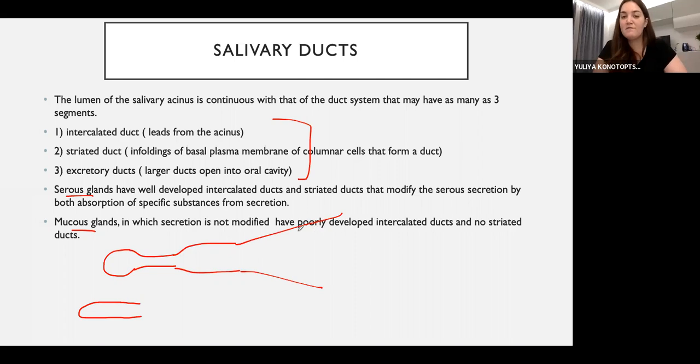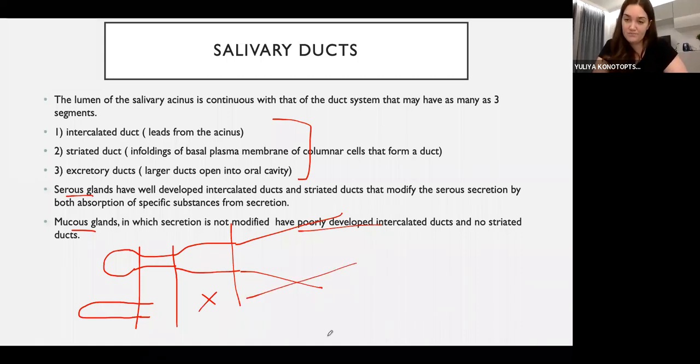Mucous salivary glands have very poorly developed intercalated ducts. So they'll be very, very, very short intercalated ducts. There will be no striated whatsoever. I know the department says there are, and you can even see like one, but according to the book and the world, there aren't any. They're so poorly developed that there aren't any striated. And lots of excretory ducts.